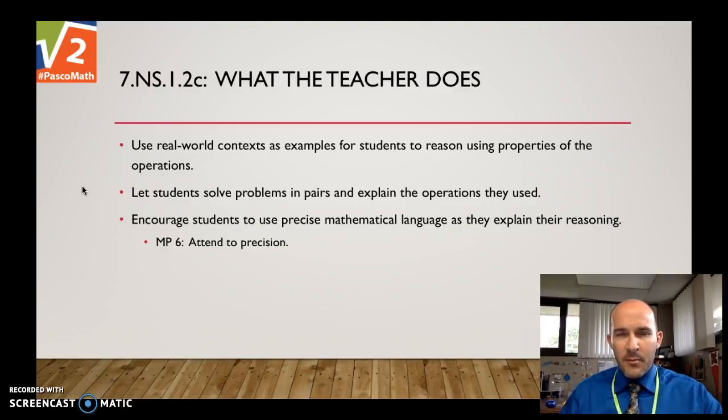We model for them, as a teacher, the appropriate language, and when they use incorrect language as a student, it's not to say that you just correct them and say that's wrong. Maybe you repeat back when the student says, I just flipped the numbers and multiplied, and you'd be like, yeah, you used the commutative property of multiplication, and then continue going.